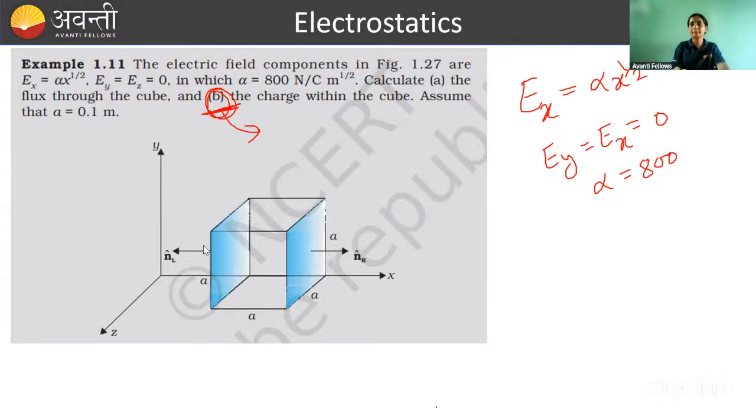कैसे निकालोगे? फ्लक्स क्या होता है? Number of field lines crossing. फ्लक्स क्या होता है in the formula wise? E dot A. So you just see here, Ey is 0, Ex is 0. So electric field along the y-axis is 0. It means there are no field lines crossing through this surface. There is no flux crossing through this surface. Top and bottom, no flux. Front and back also, no flux, because there is no electric field in the z direction also.